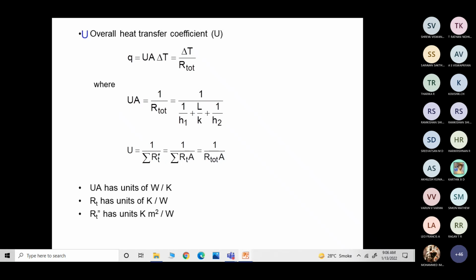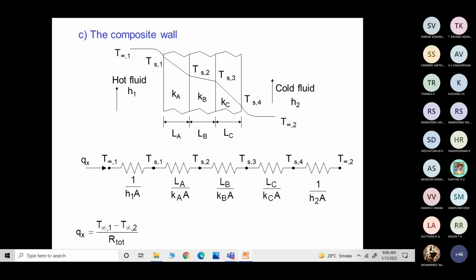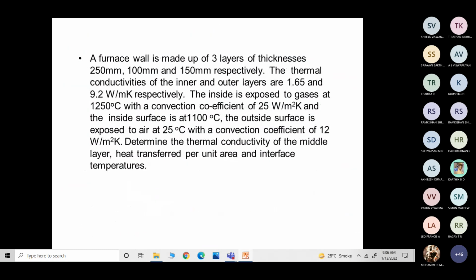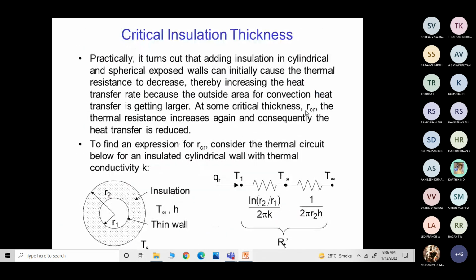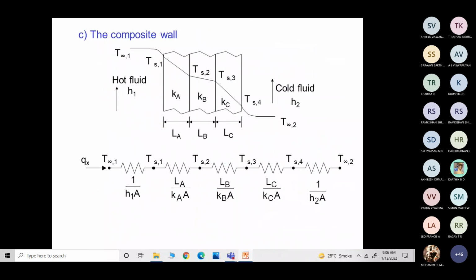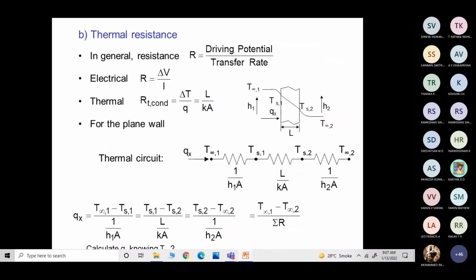So that is the overall heat transfer coefficient. UA has the units watt per Kelvin, and if you take U alone, it has the unit watt per meter squared Kelvin. So the overall heat transfer coefficient has the same unit as the convective heat transfer coefficient, which is watt per meter squared Kelvin. Am I correct? The same unit is applicable for the overall heat transfer coefficient also. The thermal conductivity unit is watt per meter Kelvin. Students, am I correct?